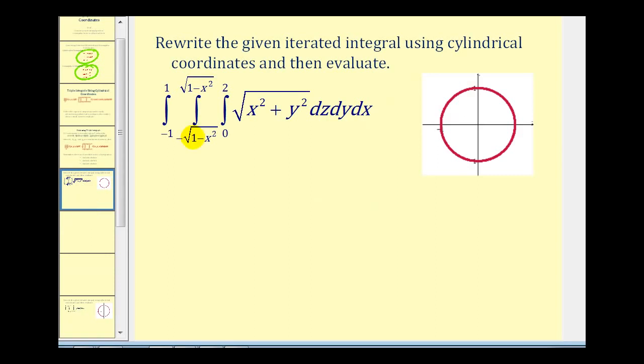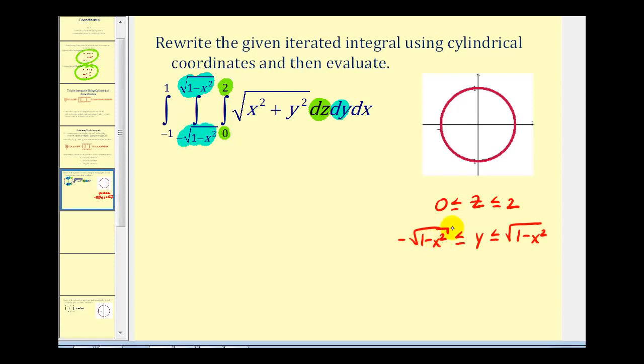We want to rewrite this triple integral given in rectangular coordinates using cylindrical coordinates. So the order of integration here tells us a lot. Notice we're integrating first with respect to z, which tells us z is on the closed interval from 0 to 2. Y is on the closed interval from negative square root 1 minus x squared to positive square root 1 minus x squared. And x is on the closed interval from negative 1 to positive 1.